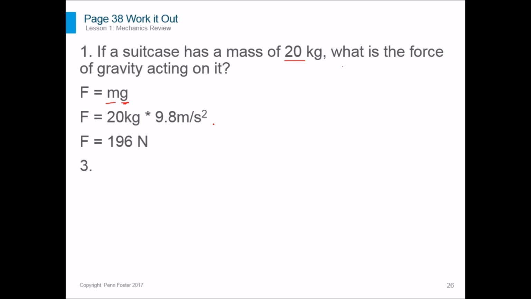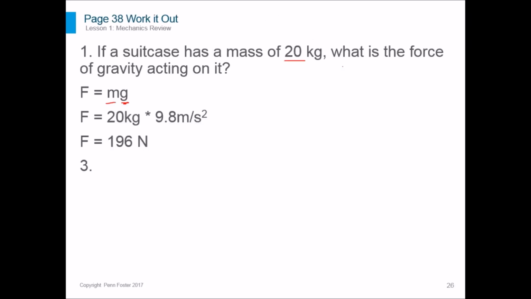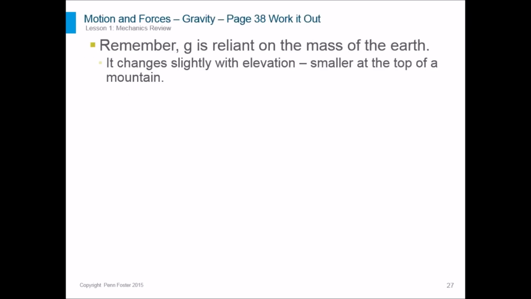Another example is we're going to use a different, uh-oh, it's gone. Okay, I think I moved it to another slide. Sorry about that.